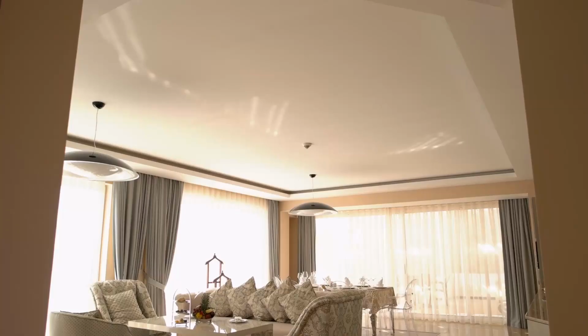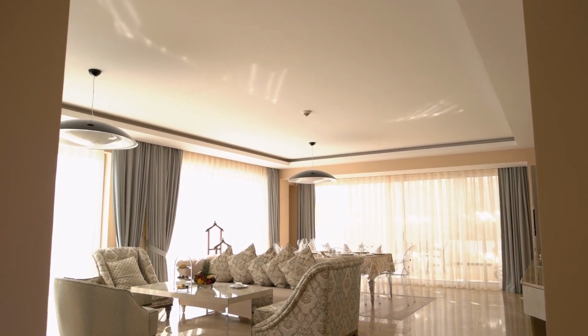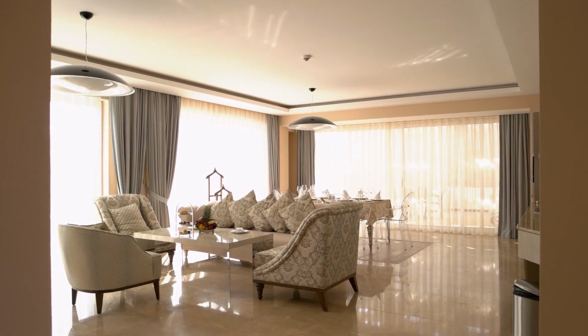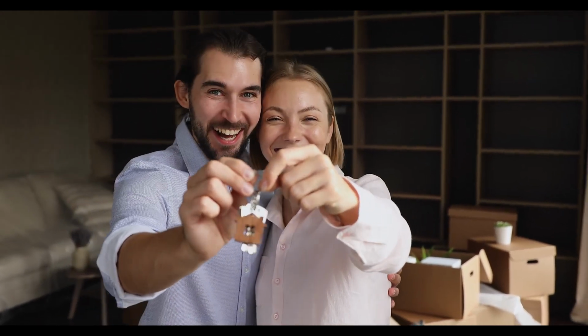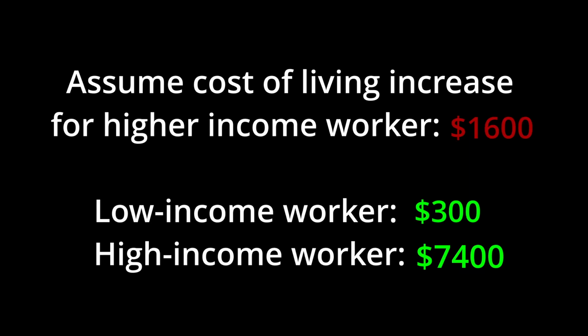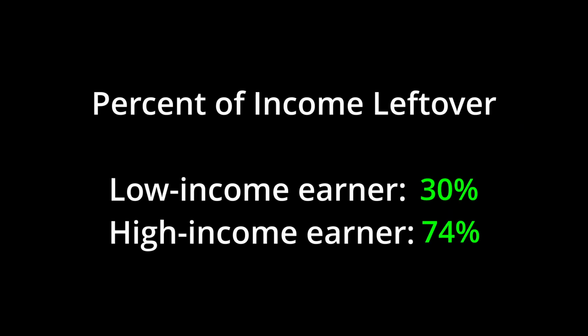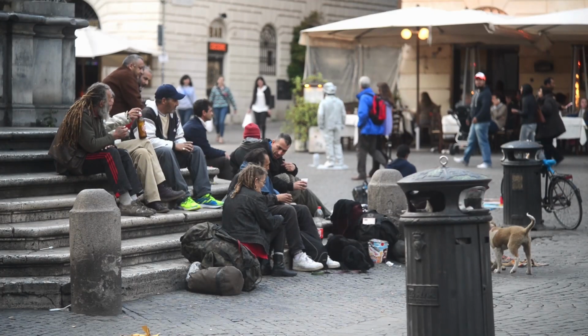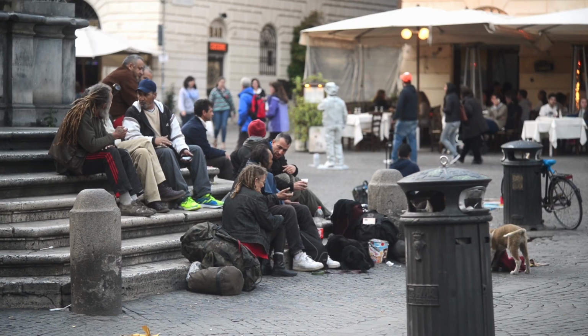Even if adjusted for the higher rent for higher income, which wealthier individuals usually have apartments or mortgages that are higher than lower income individuals. Let's say it's $1,600. The wealthier individual is going to have $7,400 for other expenses, which would be 74% of their income. The low income would only have 30% of their income. As you can see, based on this simple explanation, wealthier individuals would benefit far more from flat taxes than low-income individuals, which are typically the ones that need our help as a society.